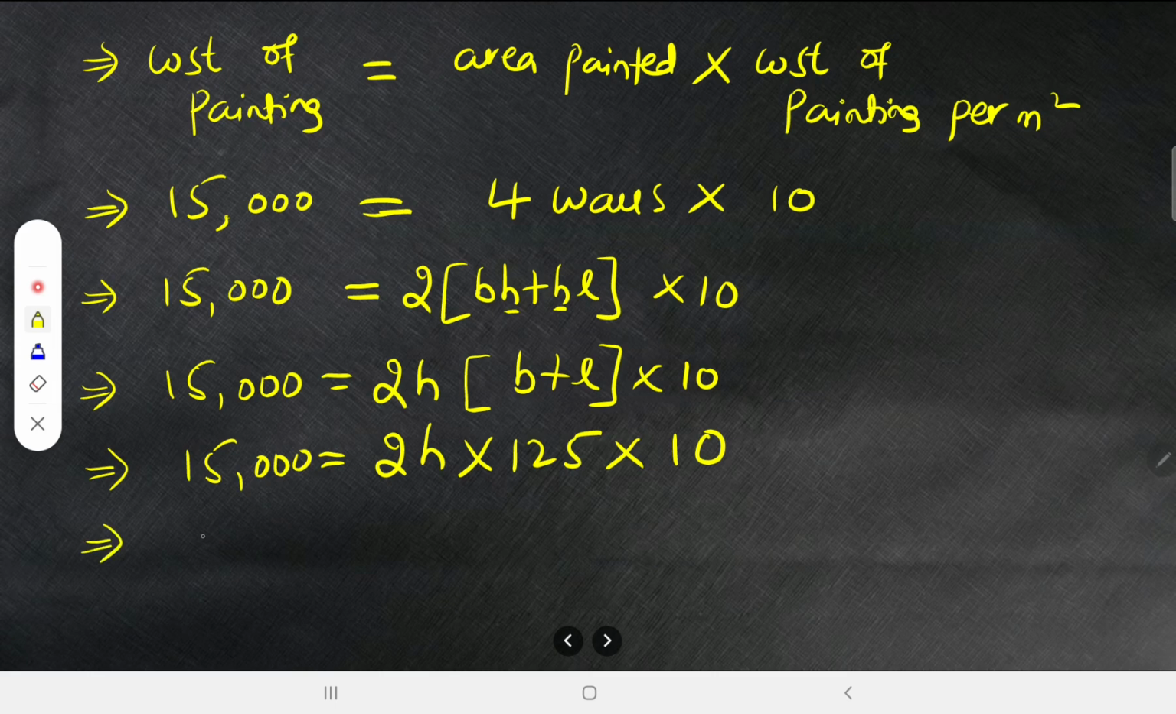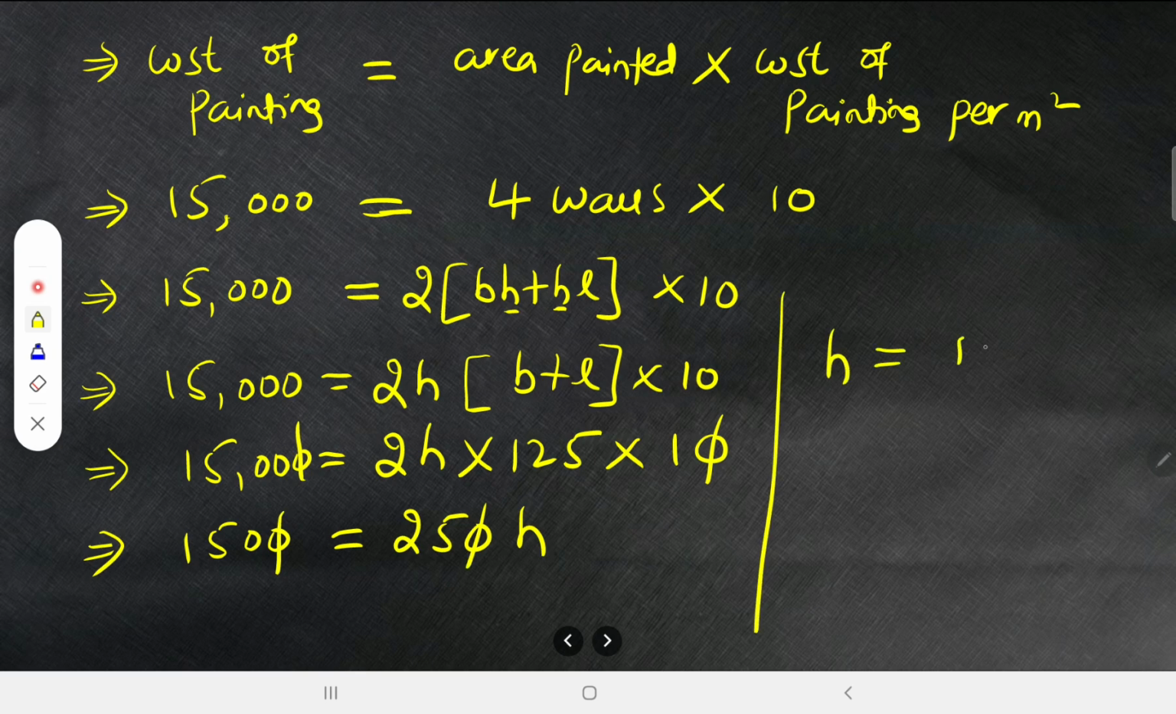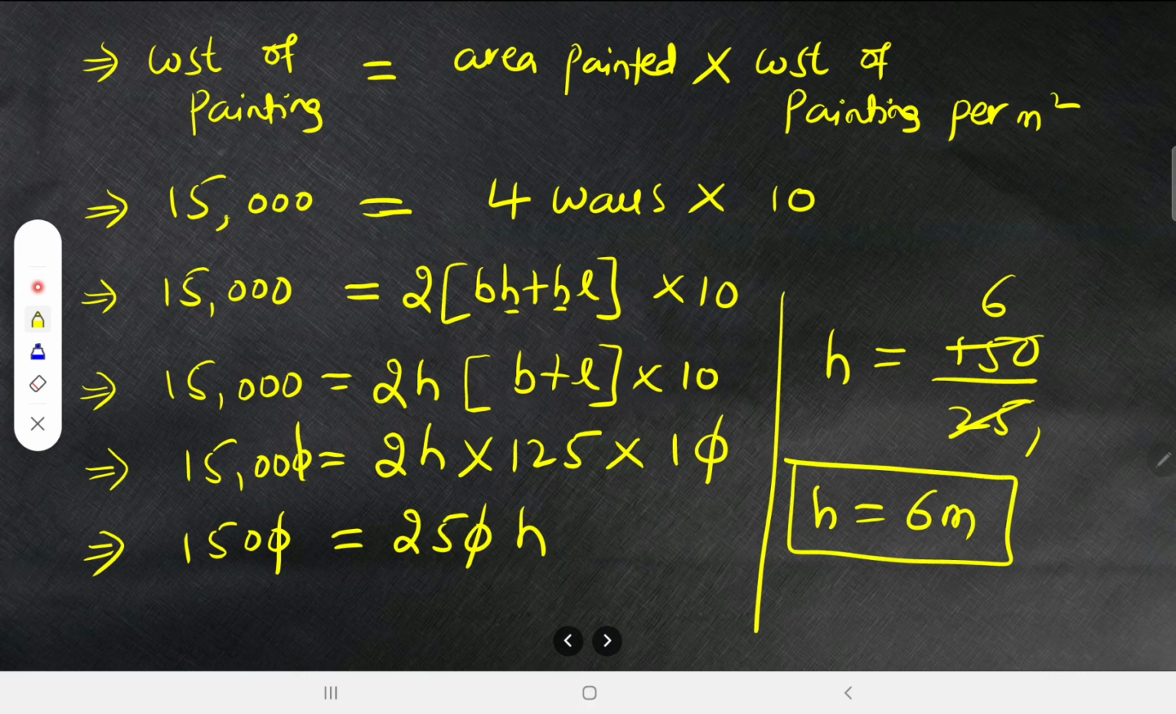All right, so then it will be 15,000. Otherwise you can cancel one 0 here, another zero here. In mathematics you have to be doing all these things. So it becomes 1500 is equal to 2 into 125, it becomes 250. All right, so 250 into h. Another 0 and 0 will get cancelled. Now if you come to the calculation, h is equal to 150 divided by 25, that is 25 ones are 25, 6 are 150, so h is equal to 6 meter.